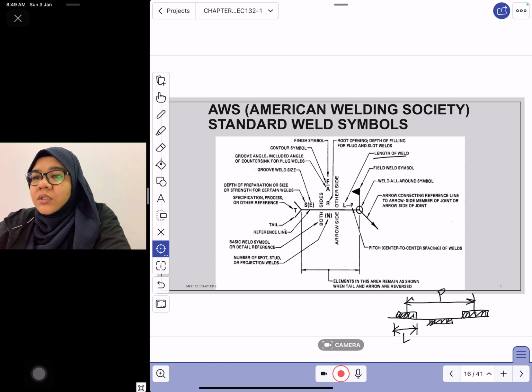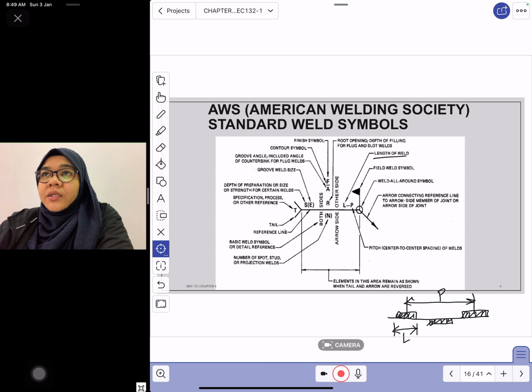Okay, arrow connecting reference line to arrow side member of joint. Okay, weld all around, ini simbol dia pula, and ni fill weld simbol. Ini adalah location untuk kita weld. Kalau fill weld maksudnya di tempat yang kita nak join. Contoh kita produce pipe, and then kita nak sambung dekat oil and gas punya area contohlah. So kita panggil sebagai fill weld lah. Kat situ kita join dekat situ.